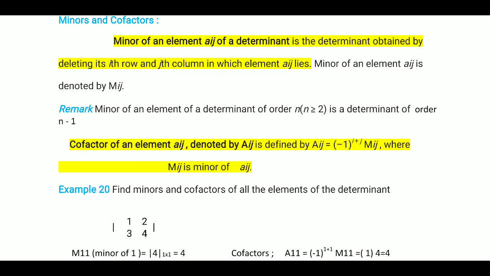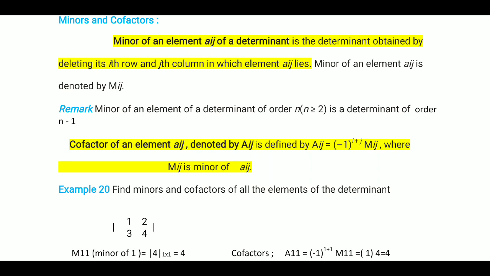And now, the minor of an element of a determinant of order n, where n must be greater than or equal to 2, is a determinant of order n minus 1. If there is a determinant of order 3, then the minor of its element will be a determinant of order 2, 1 less than the order.